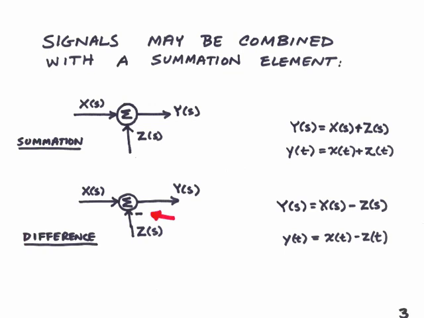What is important to remember when you see a summation block, or a summation block set up as a difference, is that each of these corresponds to an equation. For example, in the case of the first summation we saw, Y of S equals X of S plus Z of S.